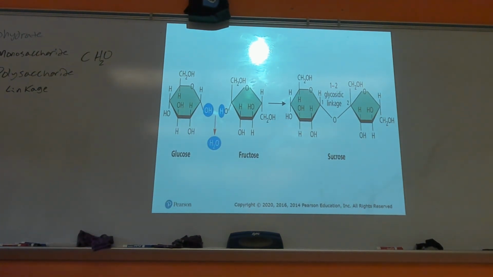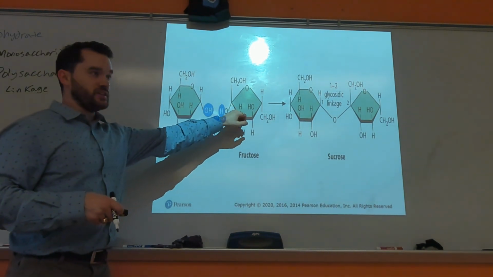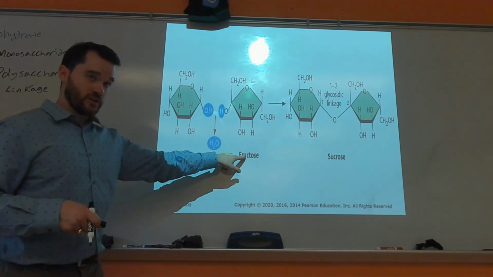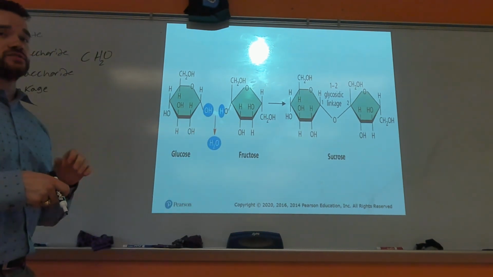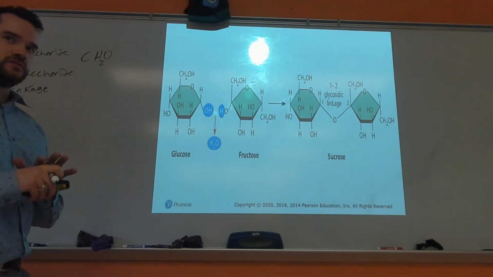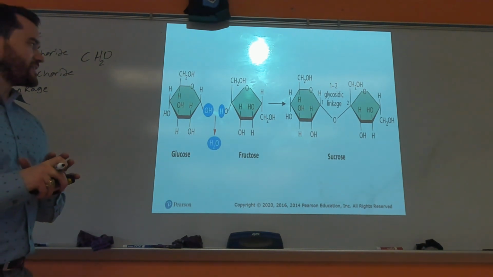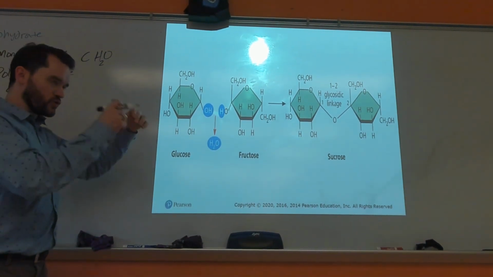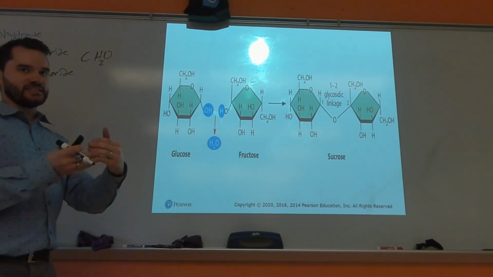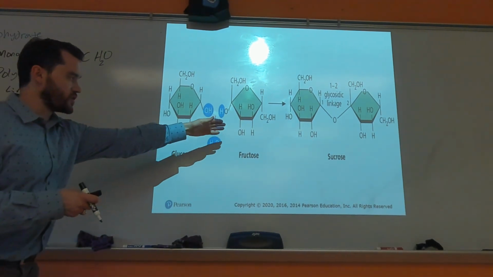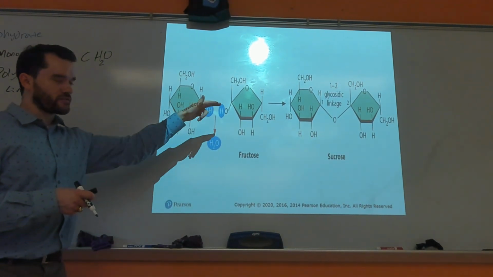Oh, so it's the two of the same. These don't have to be the same to be a disaccharide. You could have two different monosaccharides, like glucose and fructose, come together to make sucrose. I don't know if that's your question. Meaning, it doesn't have to literally be two glucoses coming together to make a disaccharide. A disaccharide could be two fructoses, two glucoses, or one glucose and one fructose.